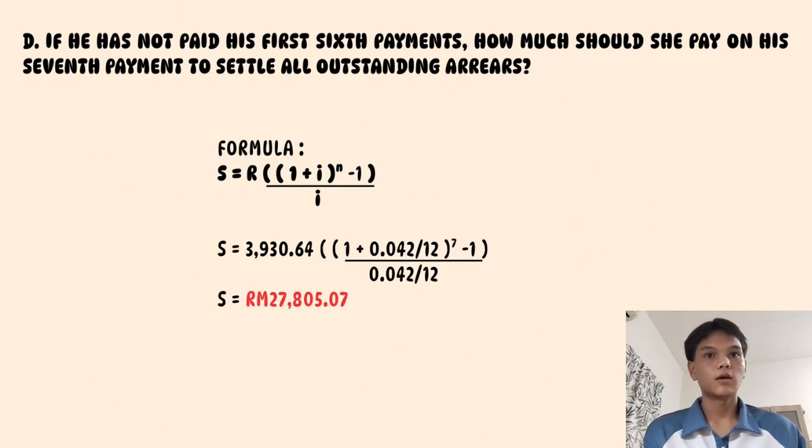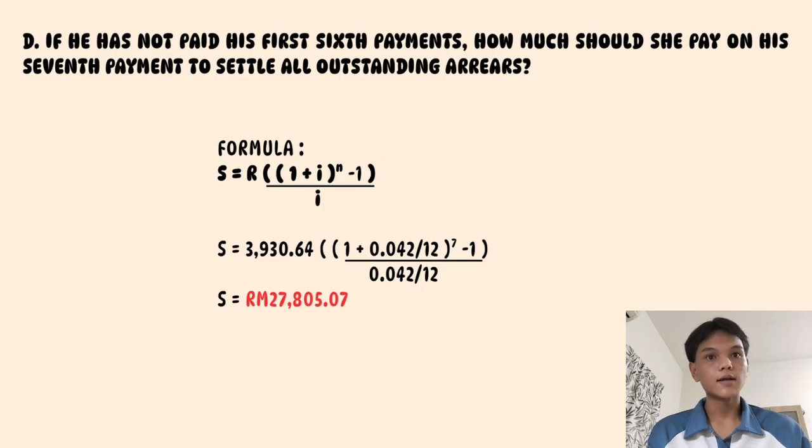Question D. If he has not paid his first 6-month payment, how much should he pay on his 7th payment to settle all outstanding arrears? To solve this question, you must use the formula S equals R open bracket 1 plus I close bracket power of n minus 1 close bracket over I.